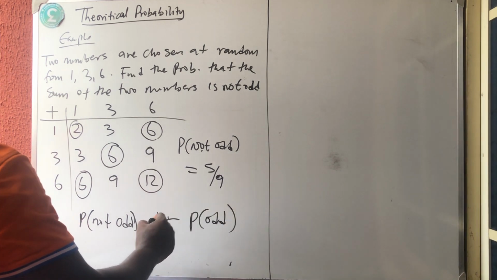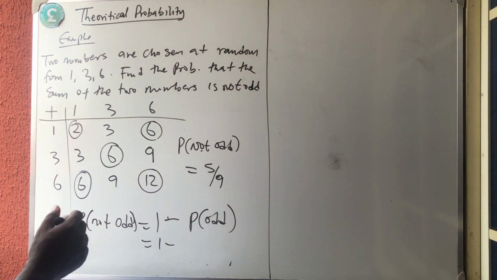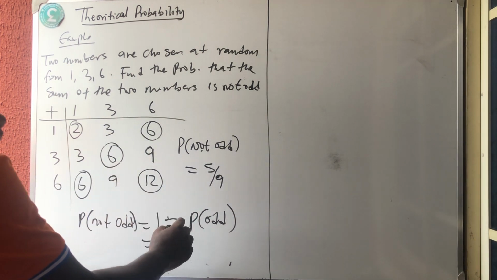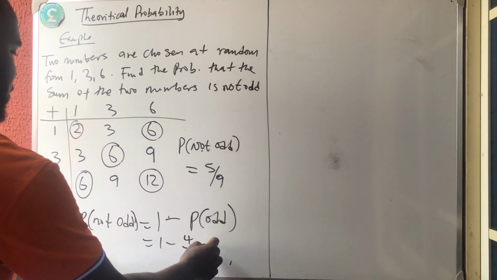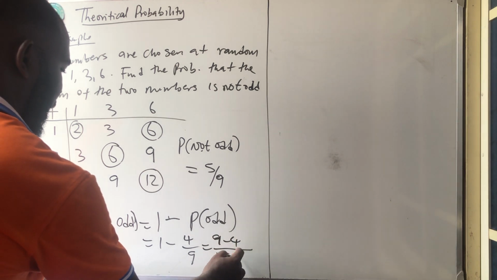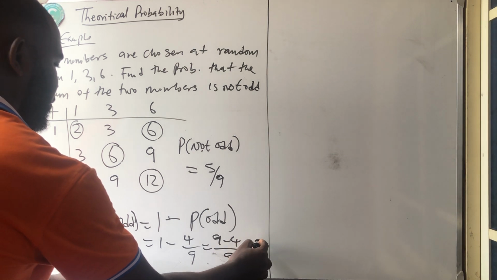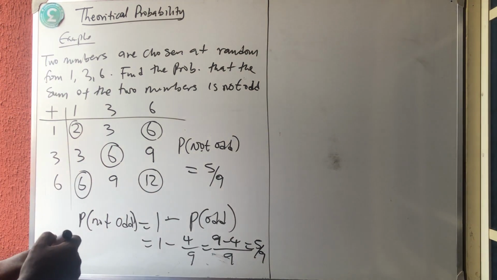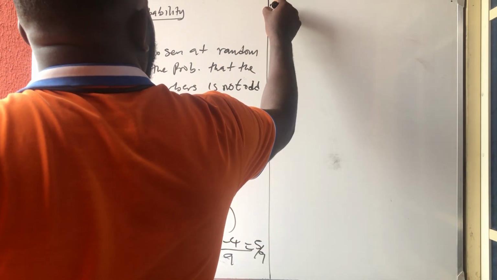Or the probability of not odd is simply 1 minus the probability of odd. Don't forget that formula. So it is 1 minus the probability of odd. How many odd do we have? 1, 2, 3, 4. We have 4 odd. That is 4 over 9. So if you do the math, you're going to have 9 minus 4 over 9, which is still 5 over 9. The same answer.